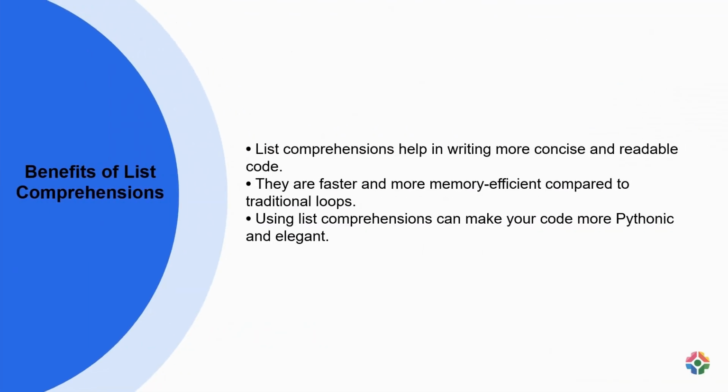List comprehensions are a concise and readable way to construct lists in Python. They are faster and more memory efficient than traditional loops due to their optimized internal implementation. By utilizing list comprehensions, your code becomes more Pythonic and elegant by expressing the list creation process in a single line. For example, instead of using a for loop to create a list of squares of numbers from 1 to 5, you can simply write [x**2 for x in range(1, 6)]. This results in cleaner and more intuitive code.